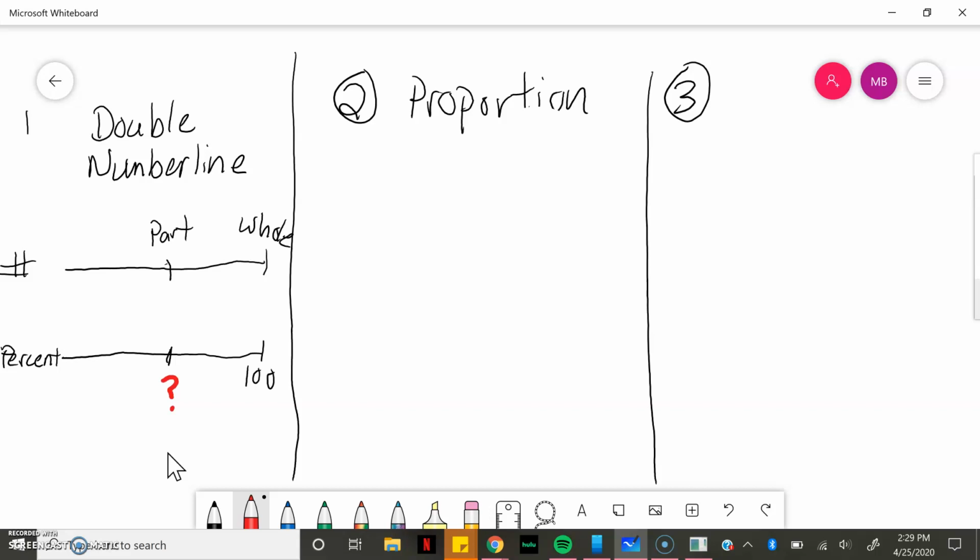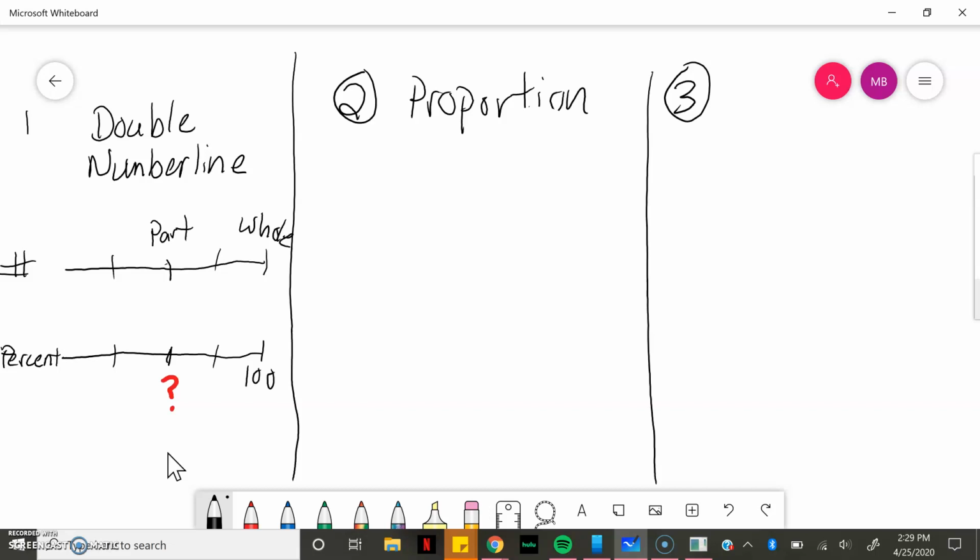So using what we know about proportions, you're going to break this number line up in order to find your percent. So I would recommend starting maybe cutting it in half, and then quarters or fifths, whatever you need to do in order to make the number line hit both the number that represents the part and the number that represents the whole.